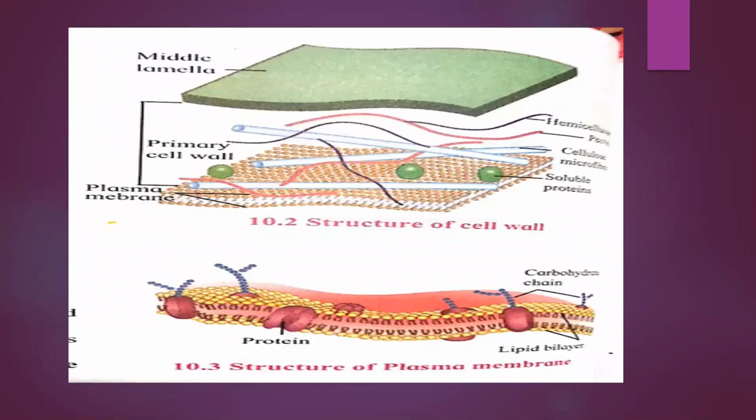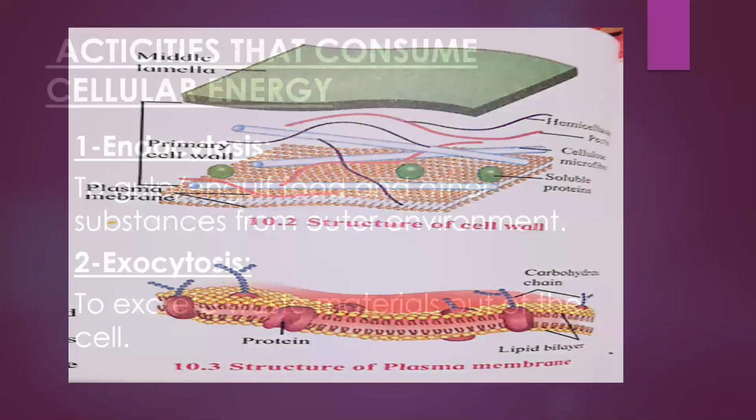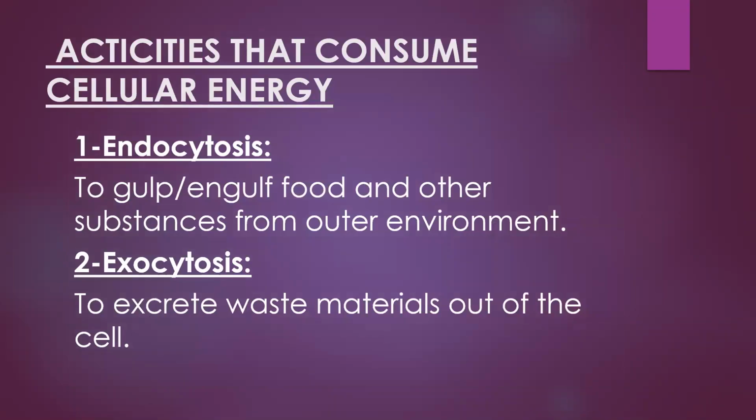Structure of plasma membrane. See, this is the image which shows middle lamella, primary cell wall, plasma membrane, and this is the clear structure. Activities that consume cellular energies. Endocytosis, to engulf food and other substances from outer environment. Exocytosis, to excrete waste materials out of the cell.